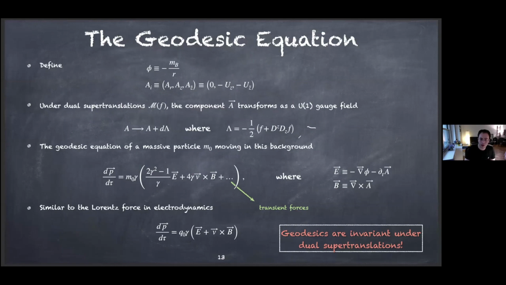This is a non-trivial result because, for example, it is not true for standard supertranslations. Under standard supertranslation, this vector field that I defined doesn't transform like a U(1) gauge field. It transforms covariantly as diffeomorphisms. Now, it turns out that the dual supertranslation charge can be written as an integral over the field strength constructed from this gauge field. So it looks exactly like the magnetic field in electrodynamics.